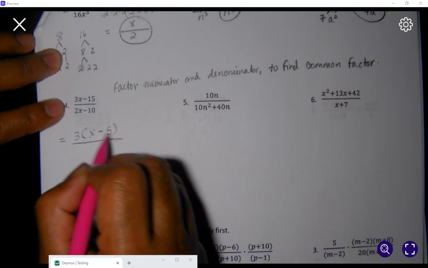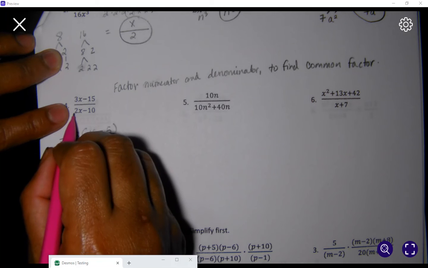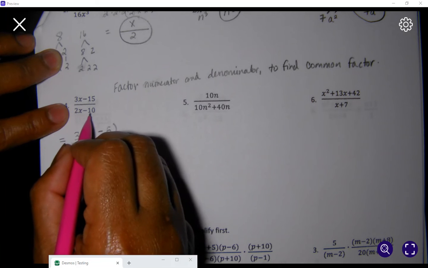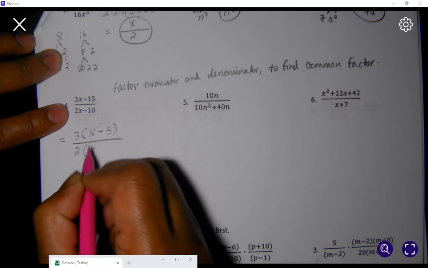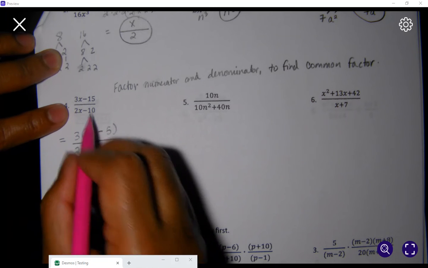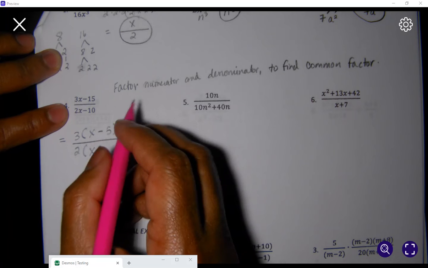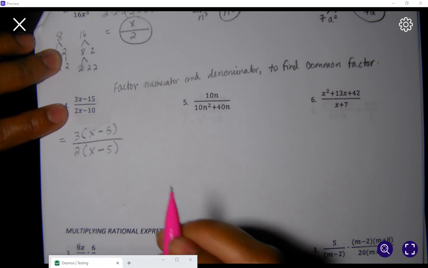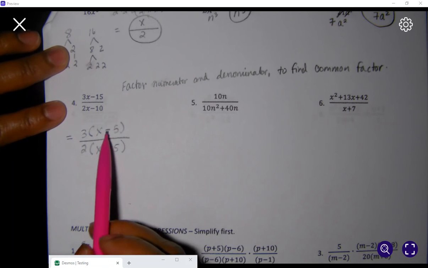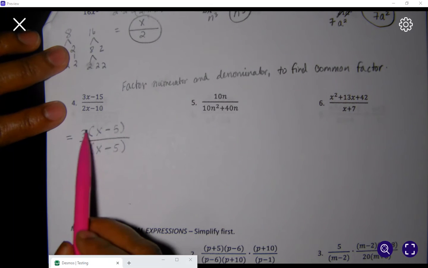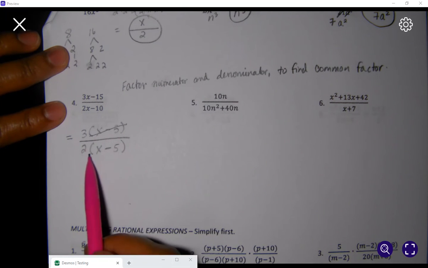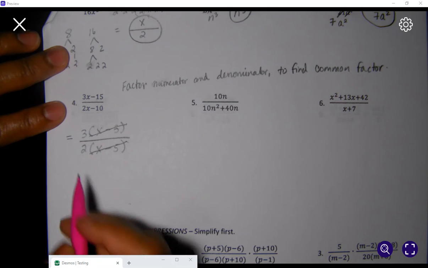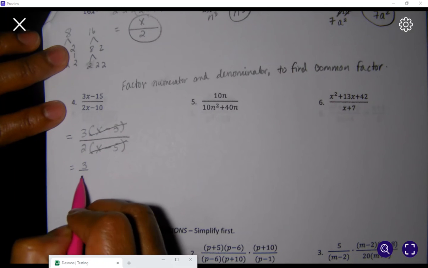And then in the denominator, I'm going to factor out a 2. So 2 goes into 2 once, and 2 goes into 10 5 times. So you have 2, and then negative 10 divided by 2 is negative 5. Now you can clearly see that there's a common factor here. This whole thing is one thing that's being multiplied, so I can go ahead and cancel out that whole thing right there. And then you have here 3 over 2.